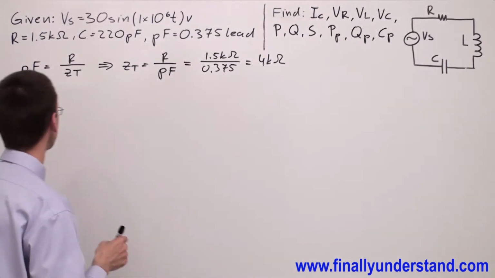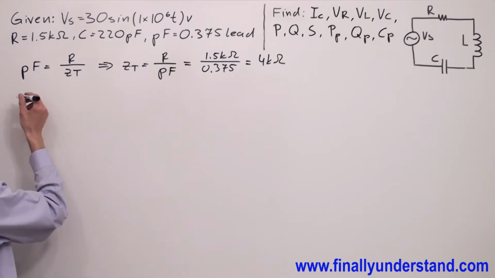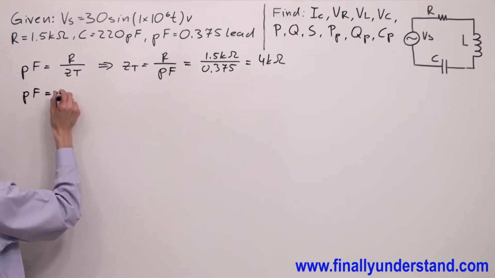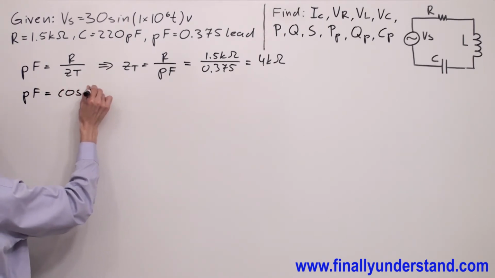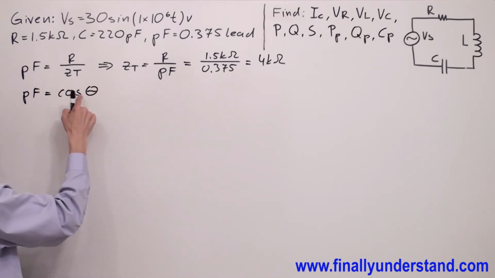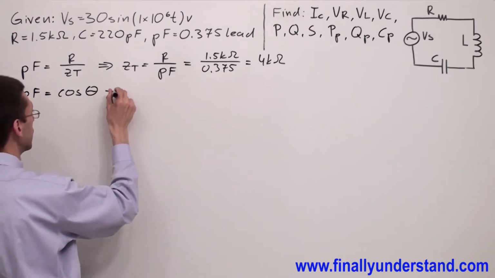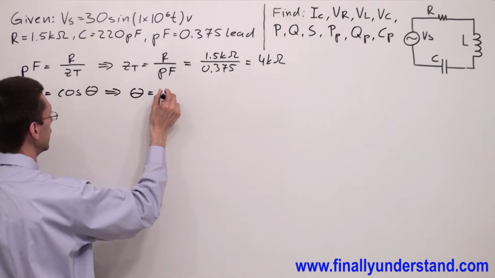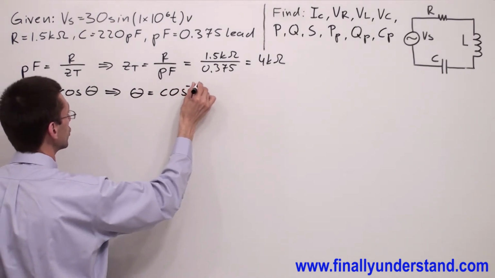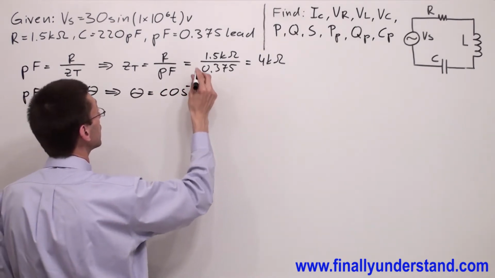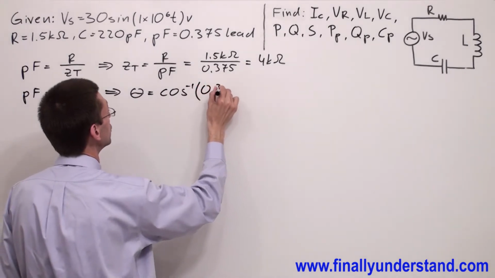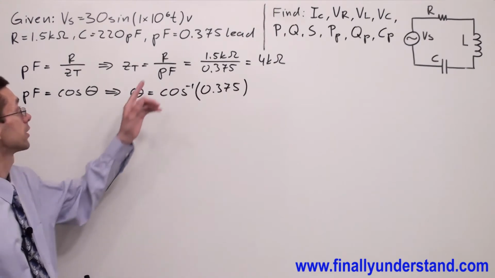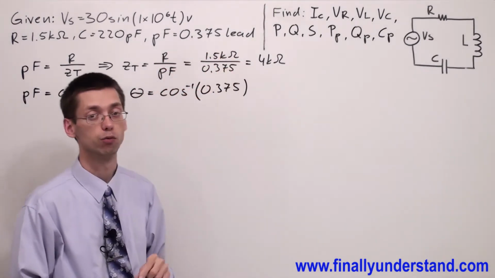In order to find the angle, I'm going to use, again, the formula for power factor, which says that power factor is equal to cosine of angle theta. If you solve this formula for angle theta, you obtain that angle theta is equal to inverse cosine of the given power factor. So I have 0.375.